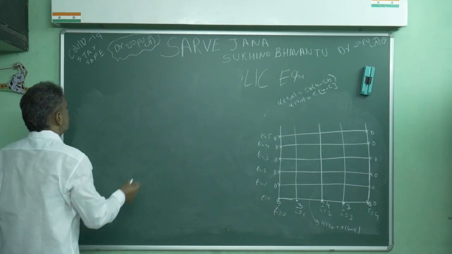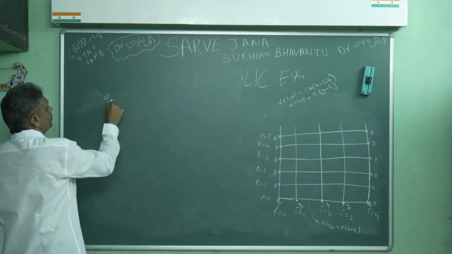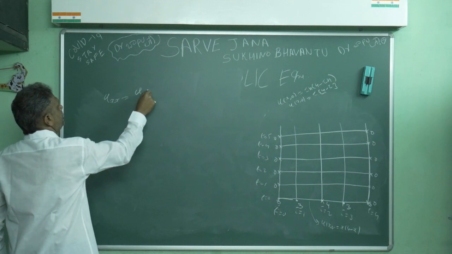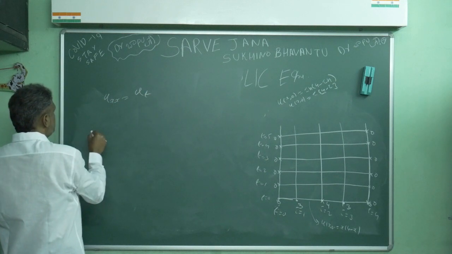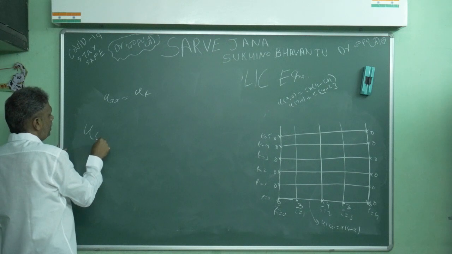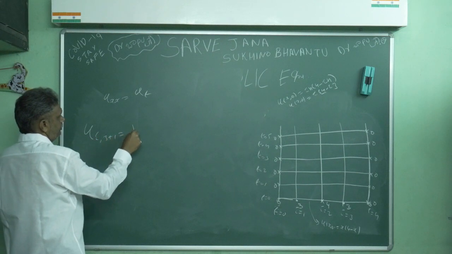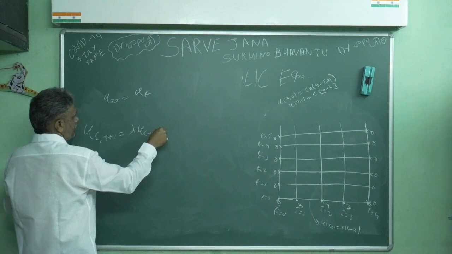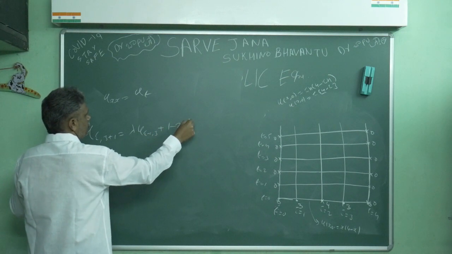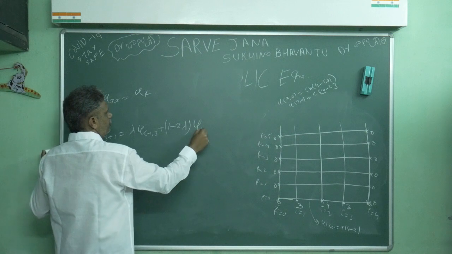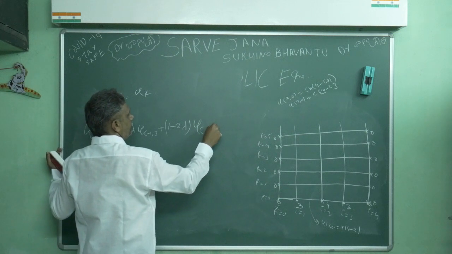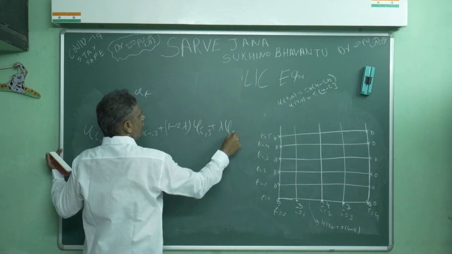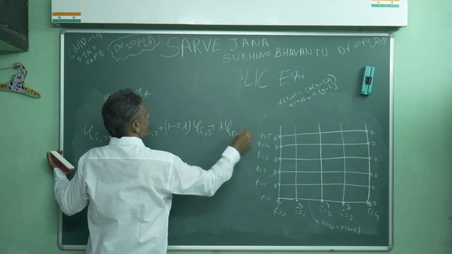Here the given equation is u_xx = u_t. The Schmidt equation is u(i, j+1) = lambda u(i-1, j) + (1 - 2 lambda) u(i, j) + lambda u(i+1, j).